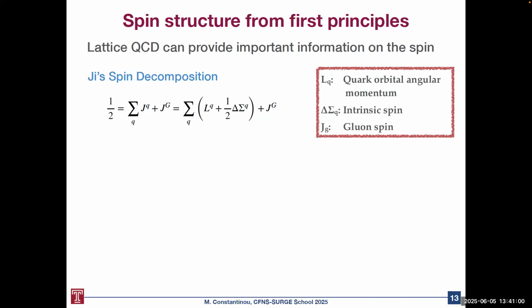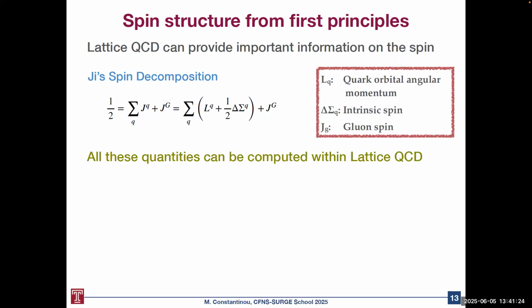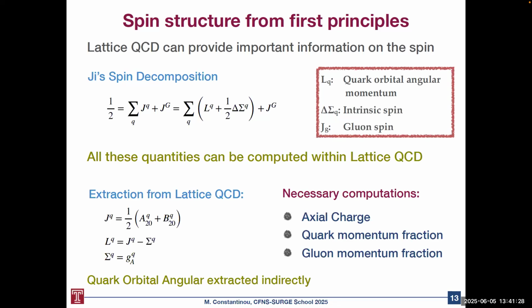The good component of theory, and in particular lattice QCD, which is capturing all the non-perturbative aspects of QCD, is that we can isolate every contribution of QCD, and we can calculate what is the total spin, what is the intrinsic spin, what is the gluon spin, the quark orbital angular momentum, and so on. And all of these have their own operator.